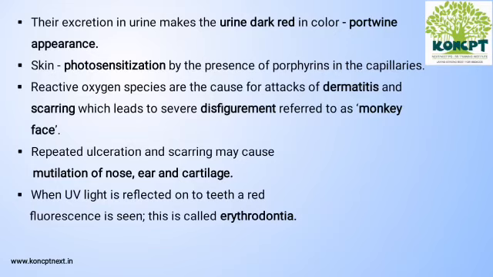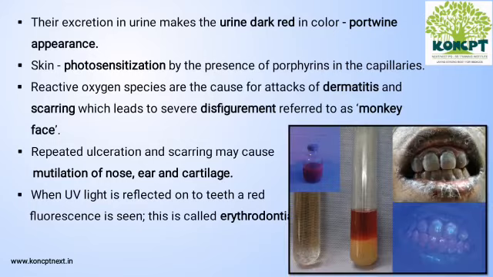Also, repeated ulceration and scarring may cause mutilation of the nose, ear and cartilage. One more peculiar feature is called erythrodontia, where ultraviolet light is reflected onto the teeth, which gives a red fluorescence in the teeth. In this picture you can see the port wine staining of urine, and this is a normal picture of the congenital erythropoietic porphyria patient. When ultraviolet light is reflected, here you can see the red fluorescence in the teeth, called erythrodontia.